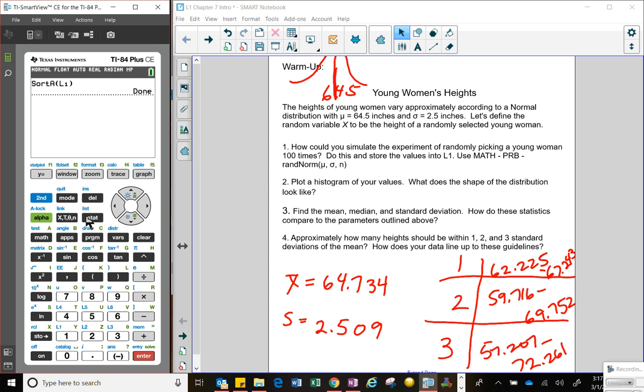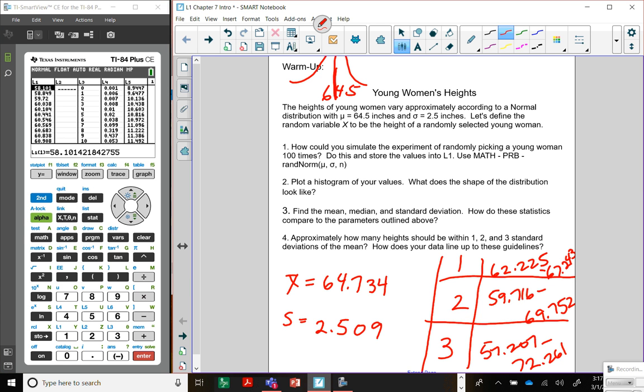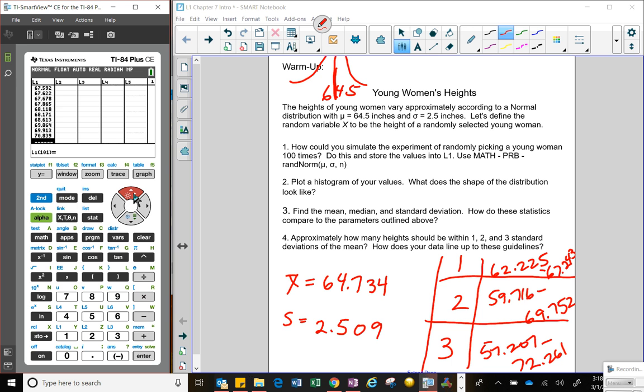It just says done. So if I go back into stat edit, now this list is sorted, and it's easier to check how many values are outside of the range, and then subtract from 100. Remember, there's 100 total in my sample here. My smallest value should go to 57.207. It doesn't go below that, right? My smallest height is 58.101 inches. My tallest young woman is 70.839. So I don't have anyone outside of 3 standard deviations. So in other words, I have 100% of my women within 3 standard deviations of the mean.